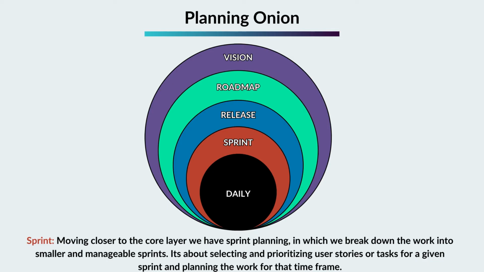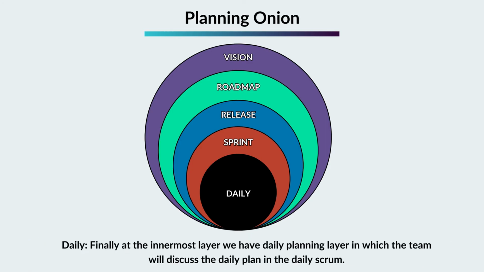It's about selecting and prioritizing user stories or tasks for a given sprint and planning the work for that time frame. Daily. Finally, at the innermost layer, we have daily planning layer, in which the team will discuss the daily plan in the daily scrum.